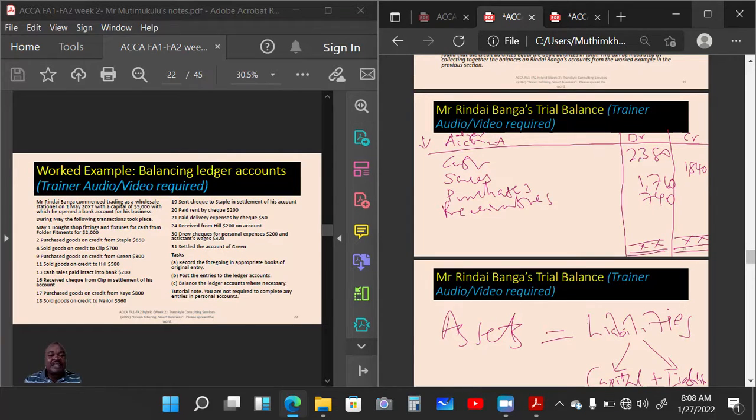There is no balance carried forward or balance brought forward for a trial balance.